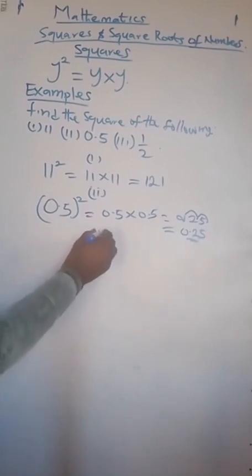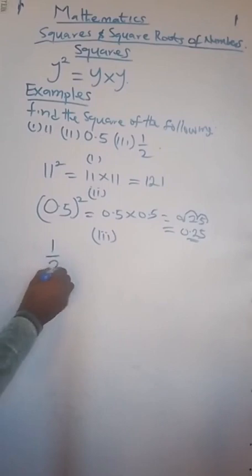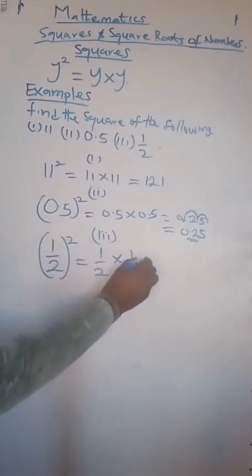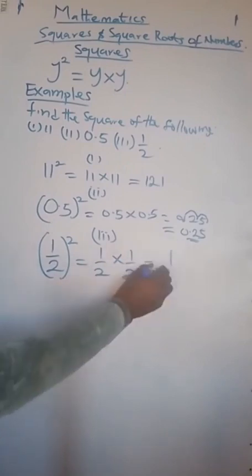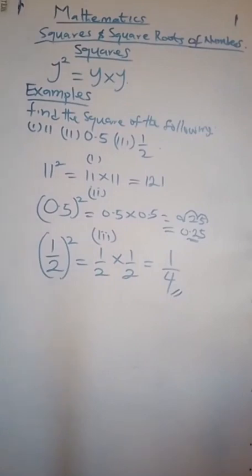Then the third question, which is half. Square of half means half raised to power 2. This is 1 over 2 times 1 over 2. 1 times 1, 1. 2 times 2, 4. So square of half is 1 over 4. So that is how to calculate squares of numbers in mathematics.